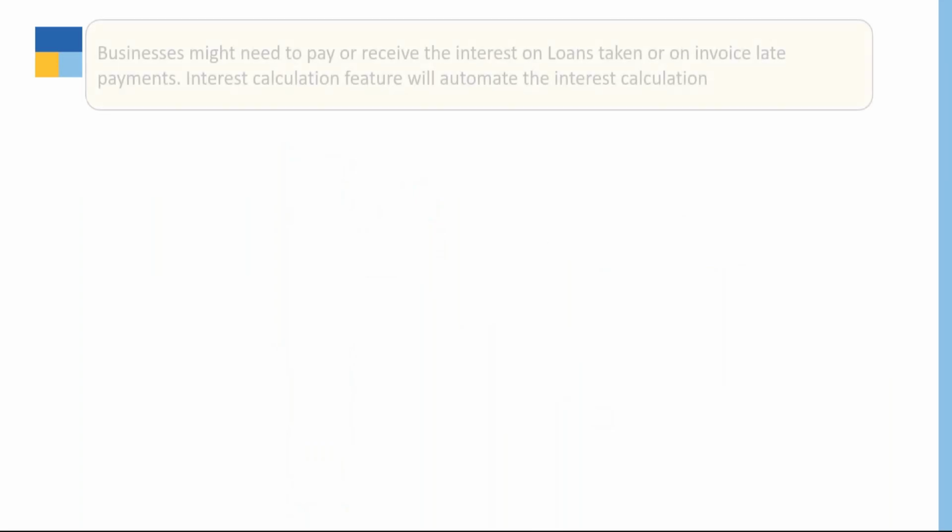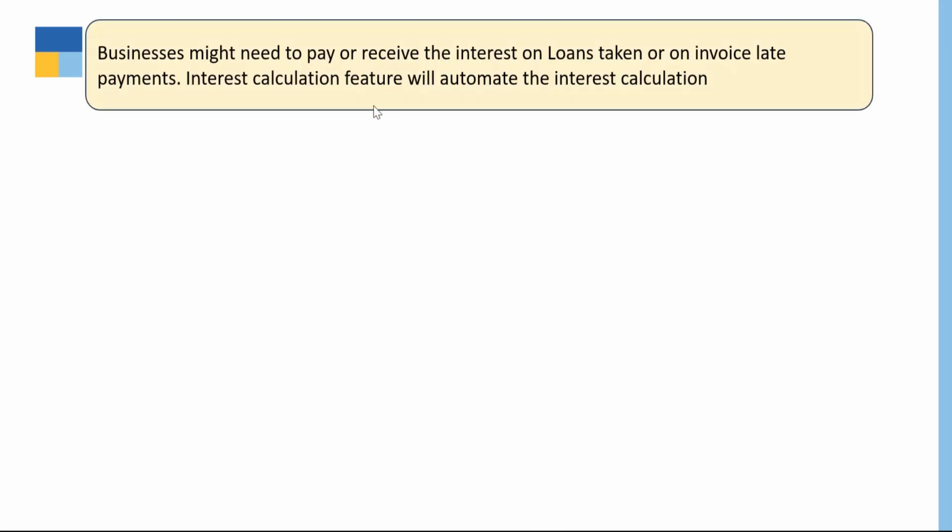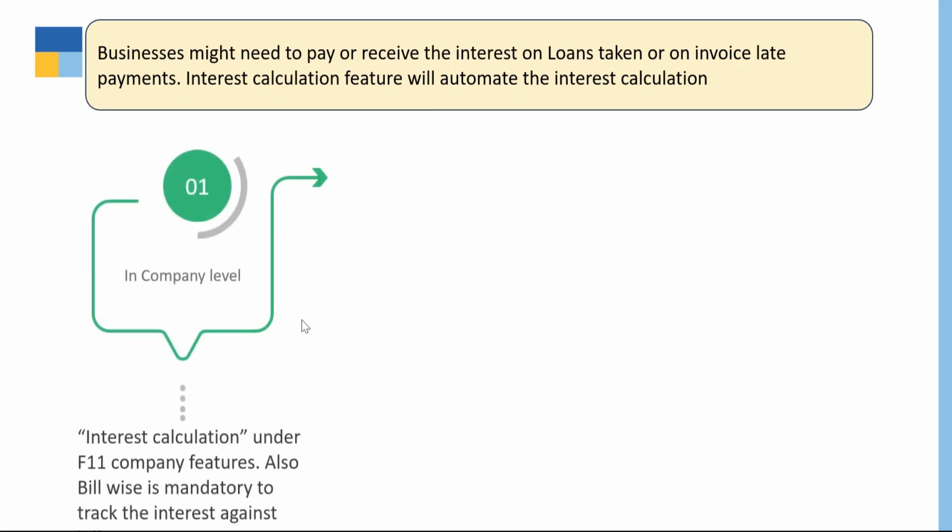So now let us see how we will be able to implement this feature, right? As we mentioned, businesses might need to pay or receive interest on loans taken or on invoice late payments. So the interest calculation feature will automate the interest calculation, right? This will show you the report so that you will be able to account the interest accordingly. So let us see the first step.